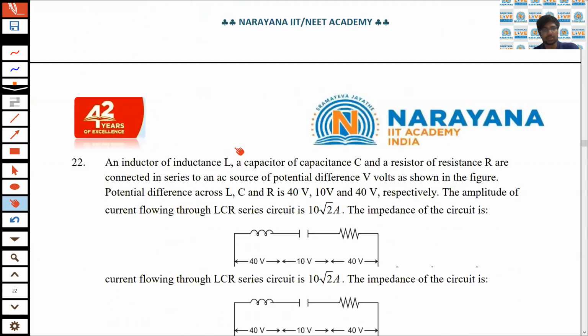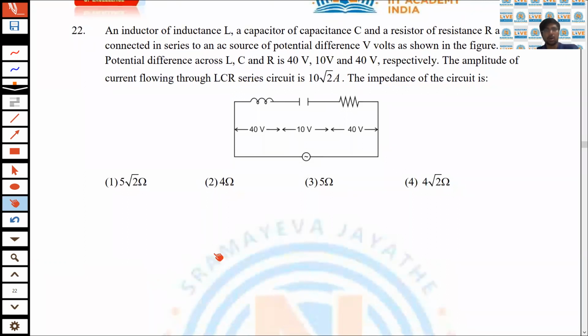Let's come to the 22nd question. An inductor of inductance L, a capacitor of capacitance C, and a resistor of resistance R are connected in series to an AC source of potential difference V volt as shown in the figure. Potential difference across L, C, and R is 40, 10, and 40. So this is 40, and it is written over here 40, 10, and 40.